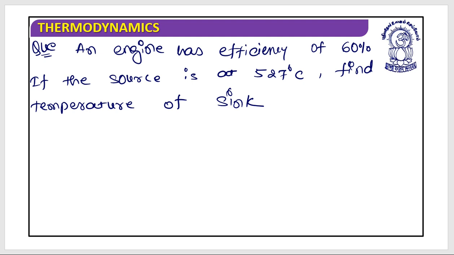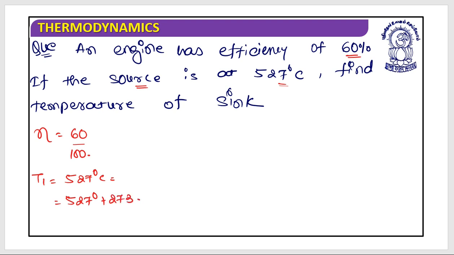So how will we do this? First, what they have provided is the efficiency, which equals 60 percent, which is 60 by 100. Next, they have given the temperature of the source, which is T1. It's 527 degrees Celsius, but I need to convert this to Kelvin. It's 527 plus 273, that means 600 plus 200, which is 800 Kelvin. What I want to find out is the temperature of the sink, so this T2 is required. How will I do this?